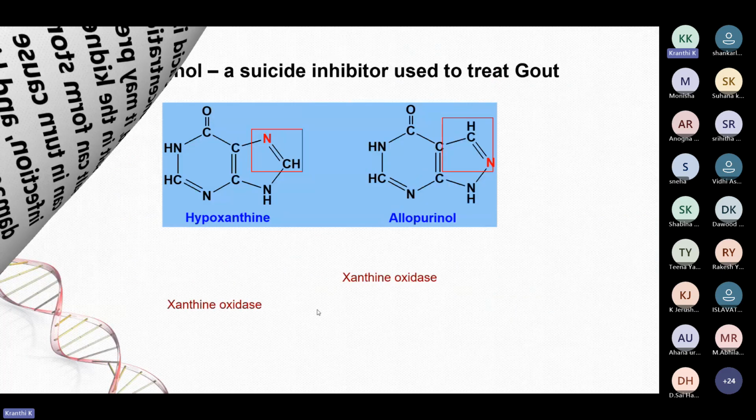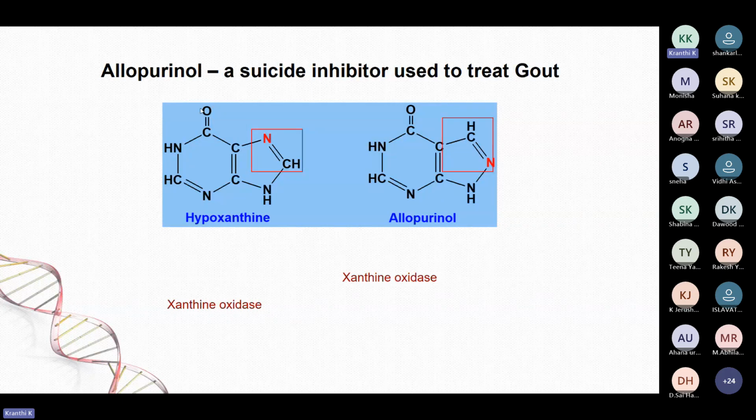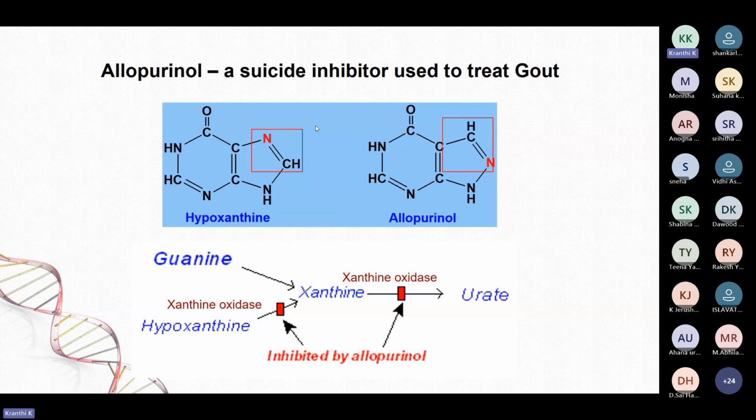Okay. Then, I told you about allopurinol, right? A suicide inhibitor used to treat gout. See, it's hypoxanthine, right? Hypoxanthine will be converted to AMP. To stop the conversion here, allopurinol is inhibiting this one. That is the reason it won't be converted to AMP or other.